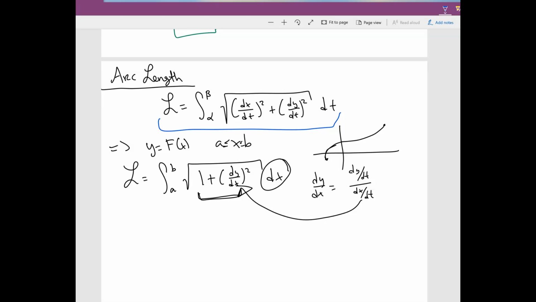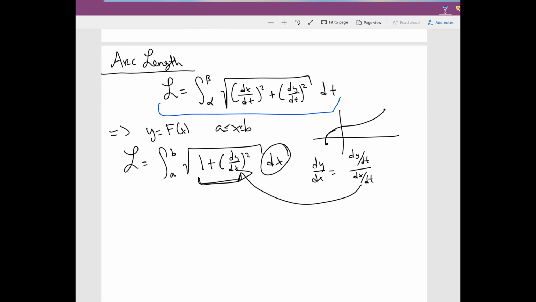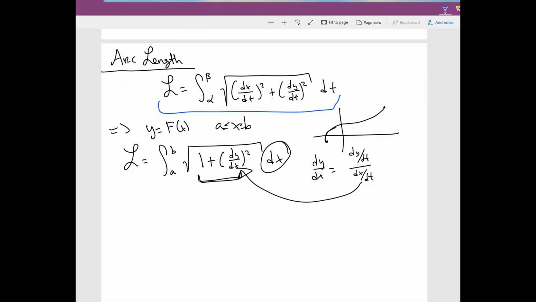Okay, so what we'll do in the next video is we'll do a problem with arc length, and then we'll do one for surface area.